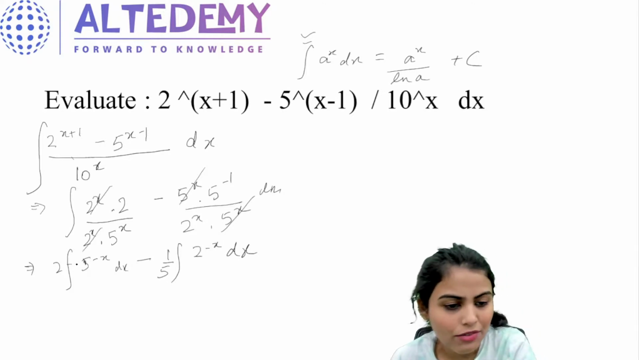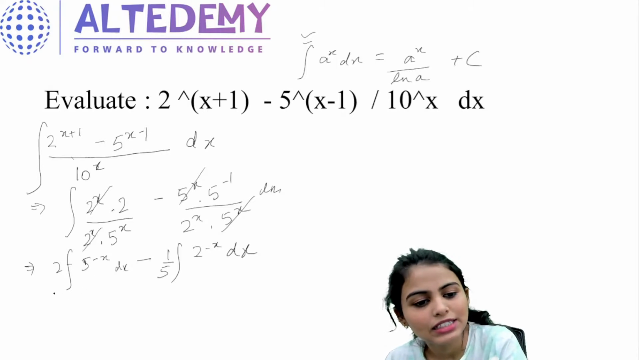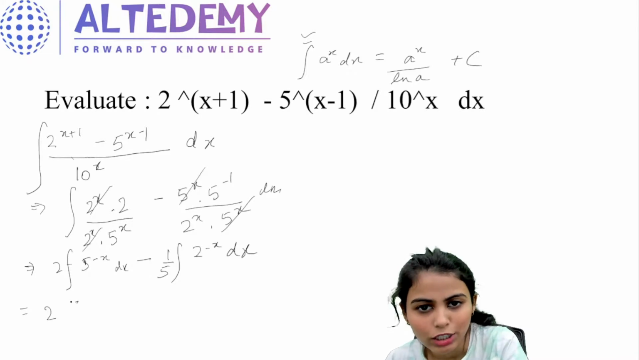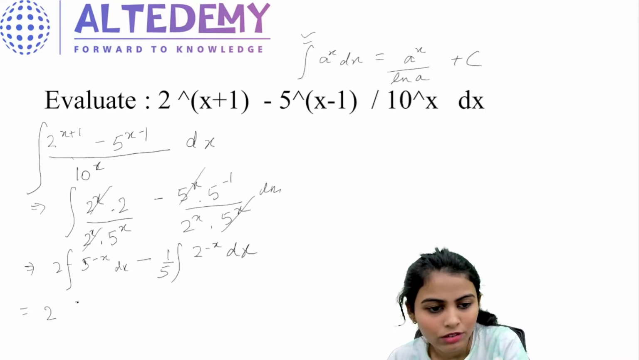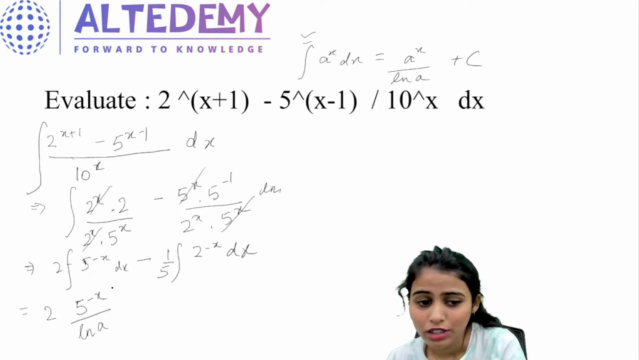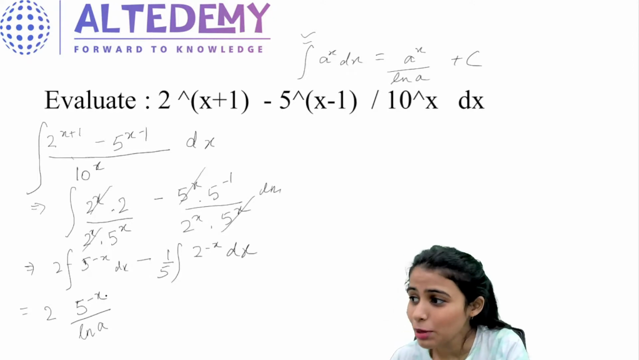So now we have 5 to the power minus x dx. What will be the answer for that? 2 will be the constant. Now what do we get here? See, the formula: a to the power x dx is a to the power x upon ln a. And here one thing more, it's not a to the power x, it's a to the power minus x.